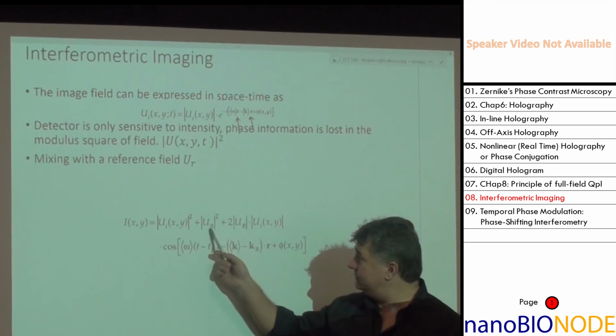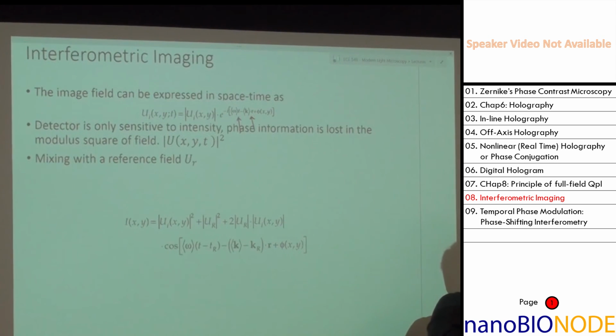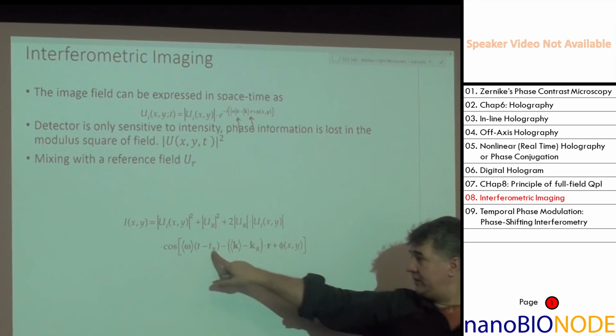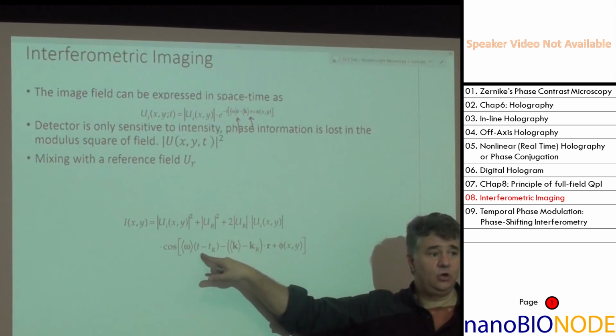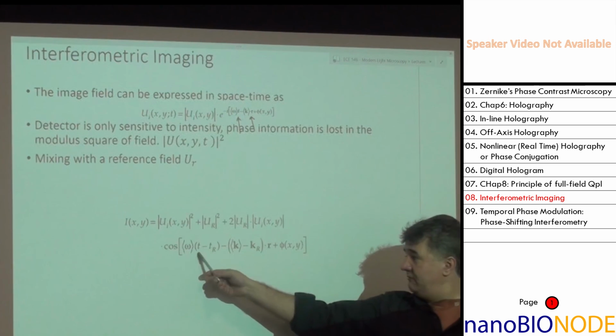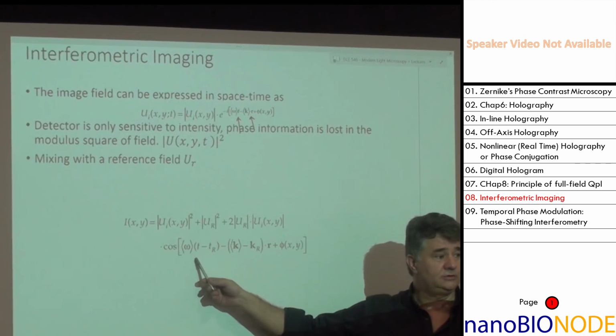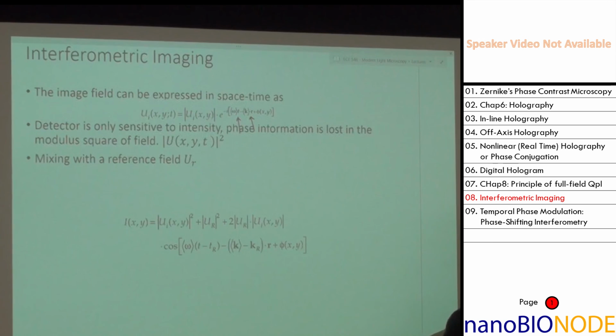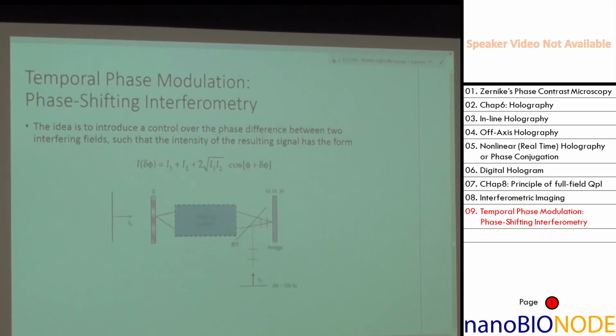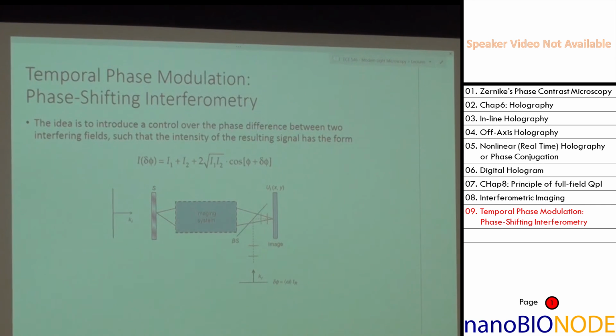So I have to add a reference field, either inline, controlling the temporal shift, the temporal delay between the two fields, and this is called phase shifting for clear reasons, or off-axis, where the K vector of the image and the K vector of my reference are at an angle, and I generate a spatial interferogram. There are pros and cons for both of them, and that's what I plan to tell you in the next 30 seconds. We're not going to finish this part.